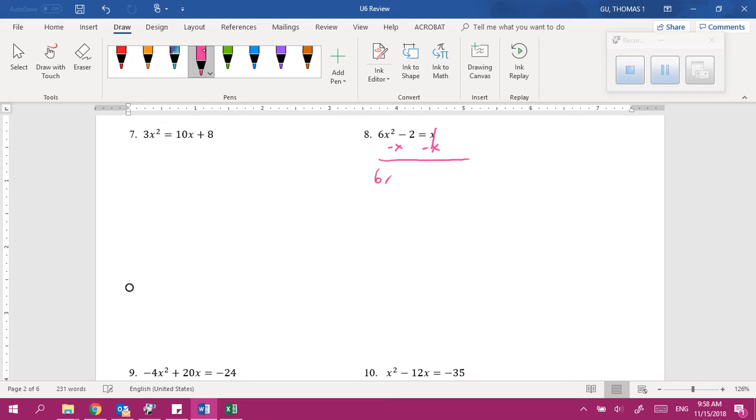6x squared minus x minus 2. Why did you say minus x before minus 2? It's got to be in order, from highest power to lowest power, yeah.